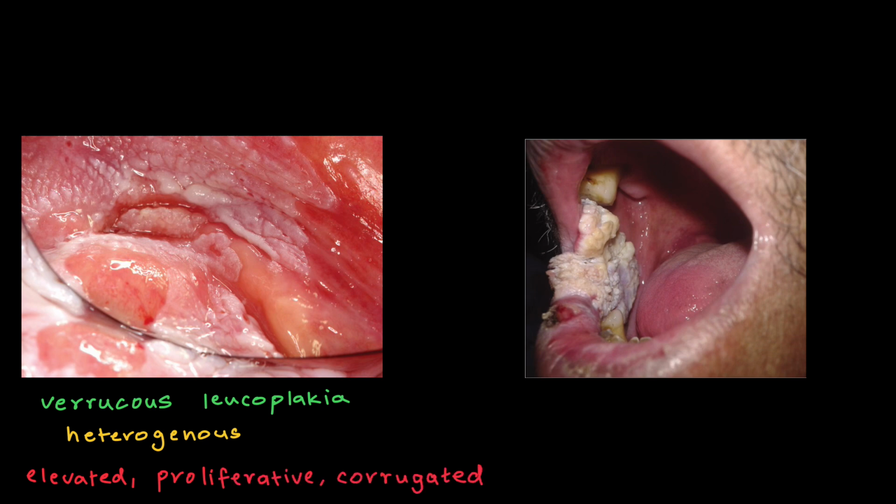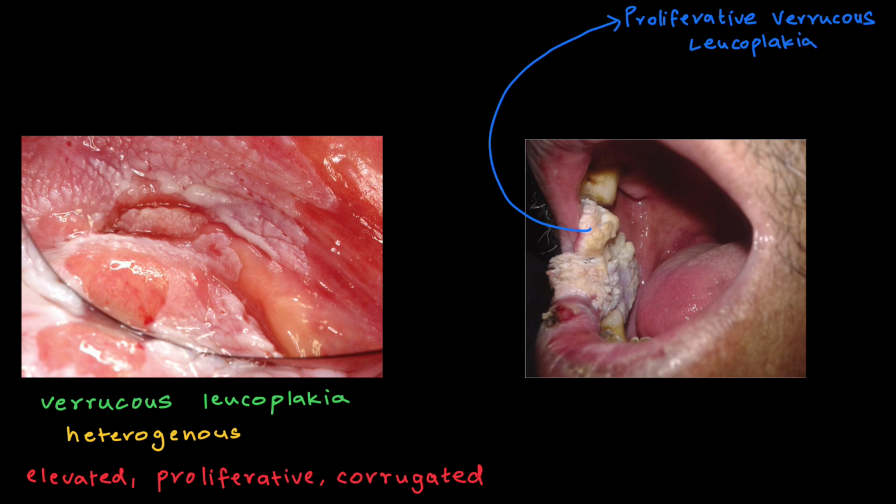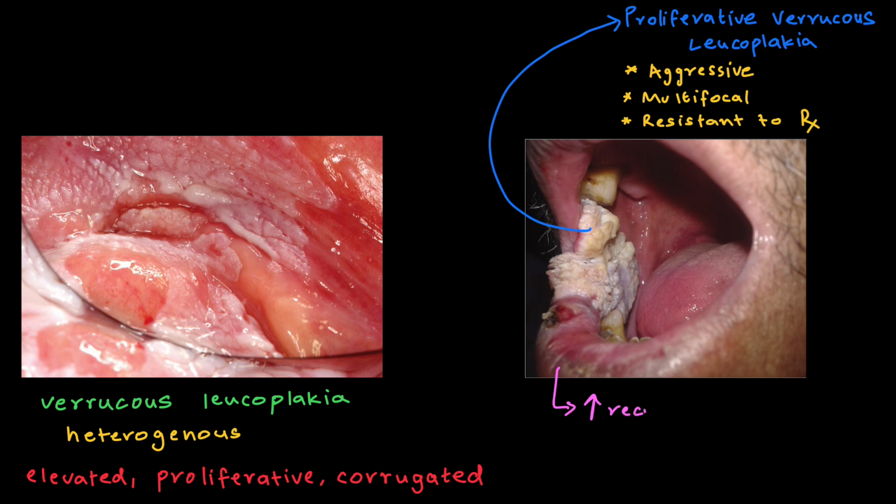Here I must mention a subtype of verrucous leukoplakia, which is called proliferative verrucous leukoplakia. Proliferative verrucous leukoplakia is a subtype of verrucous leukoplakia characterized by an aggressive evolution, a multifocal appearance, which is resistant to treatment. It shows a higher degree of recurrence and a high rate of malignant transformation.